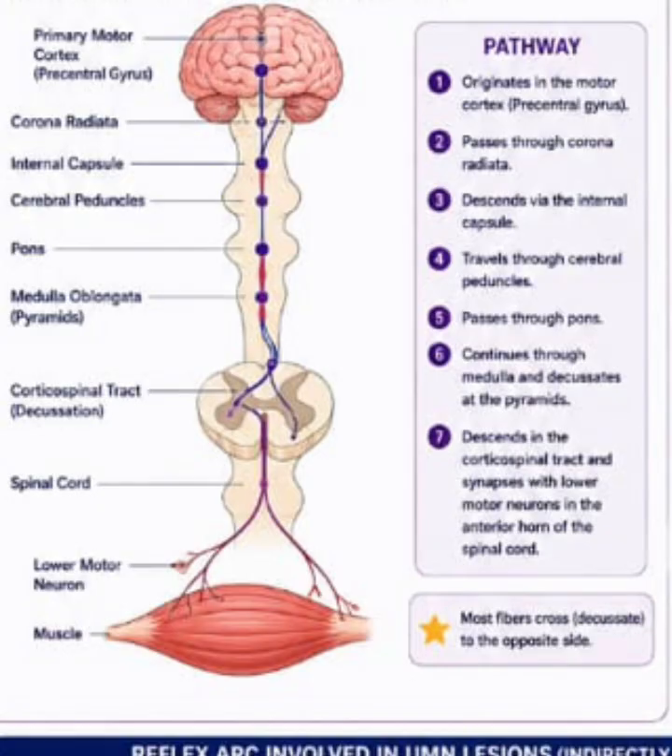Are you getting me now? So this is the upper motor neuron pathway. So any damage to the communication with the basal ganglia, or to the communication with the cerebellum, or to the communication with the spinal cord will cause an upper motor neuron lesion.